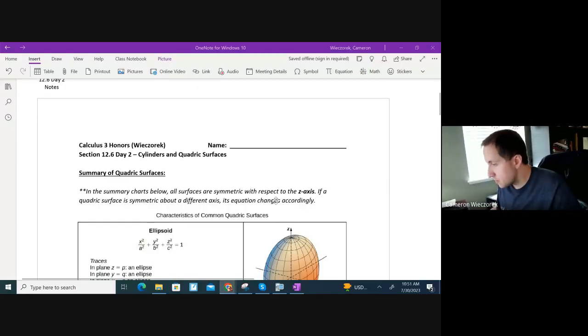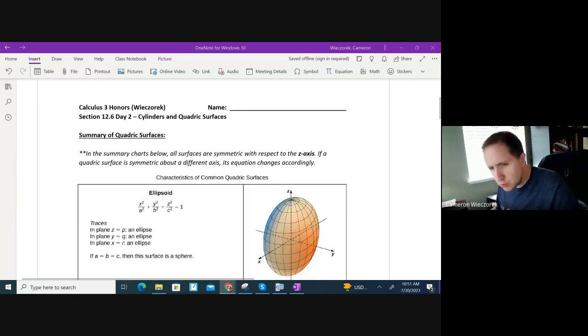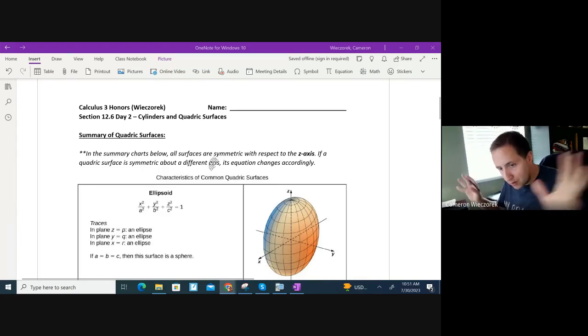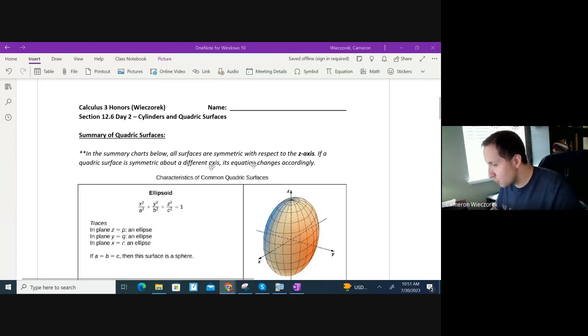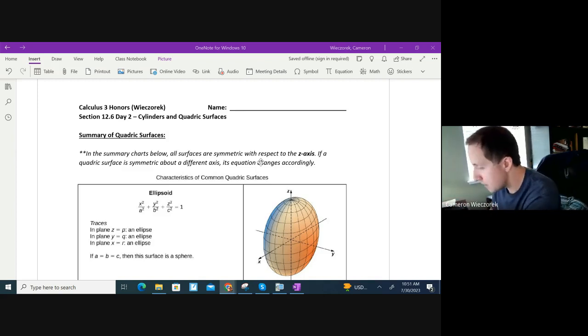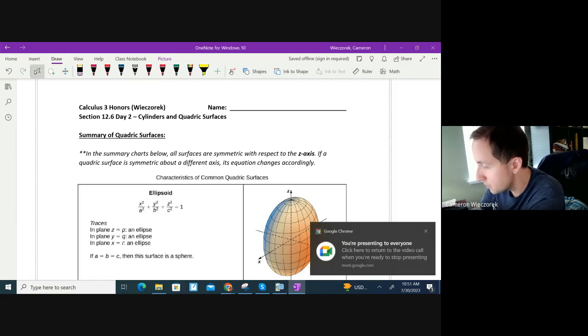All right, so this is the last portion of section 12.6 on cylinders and quadric surfaces. A little bit shorter than the last section. Now that we have all the different quadric surfaces covered, all we're really going to add in this section is what happens if we add shifts to those quadric surfaces. What if I want to vertically shift them up into the air, or horizontally shift them left and right in the x direction, or left and right in the y direction? So we're just going to do a little bit more analysis of these quadric surfaces.